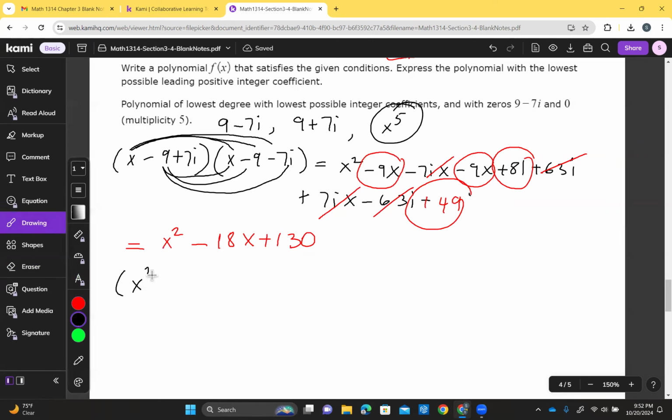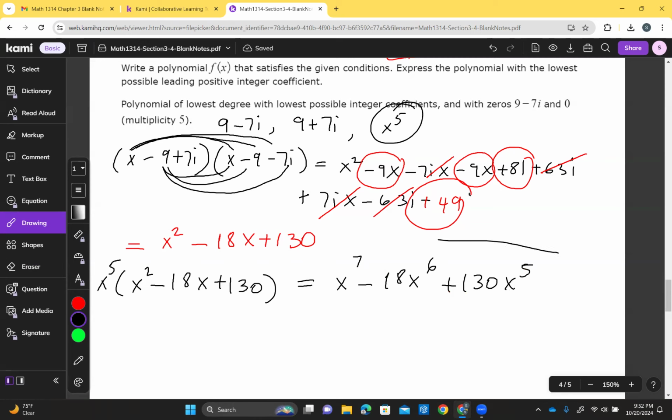So x squared minus 18x plus 130, but we just have to multiply them by x to the 5th also to find the polynomial we need, which will give me x to the 7th minus 18x to the 6th plus 130x to the 5th, and this will be the expected answer for a question which looks like this.